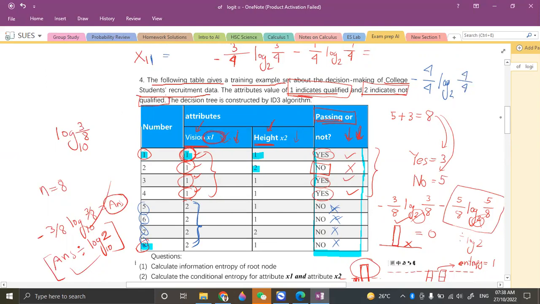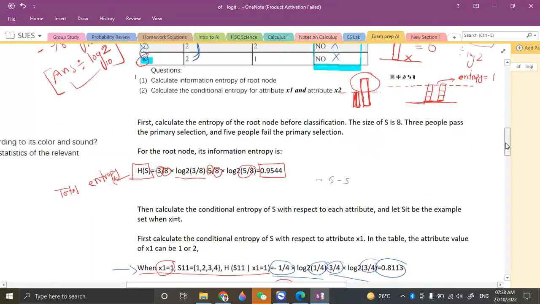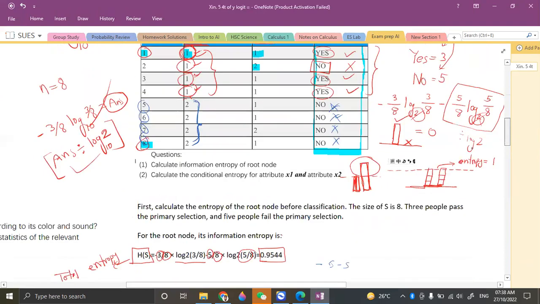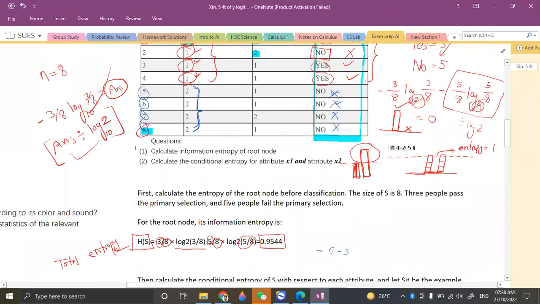So this is the second conditional entropy. See here, 4 out of 4, and then log 2 base 4 out of 4. Here, one has some number, but the other one doesn't have. So the entropy will be 0, right? As I explained in the building example.